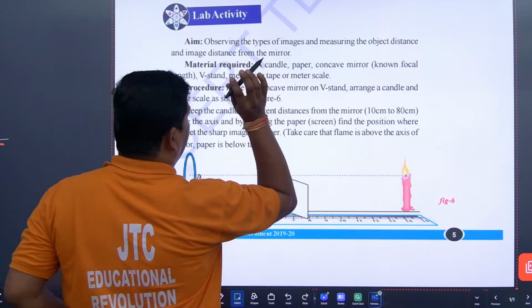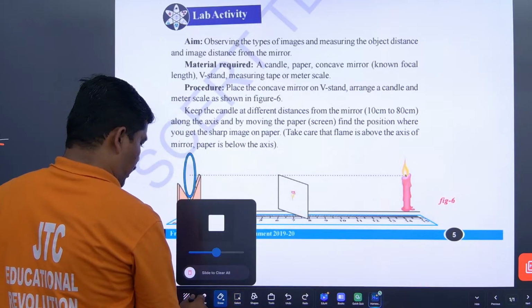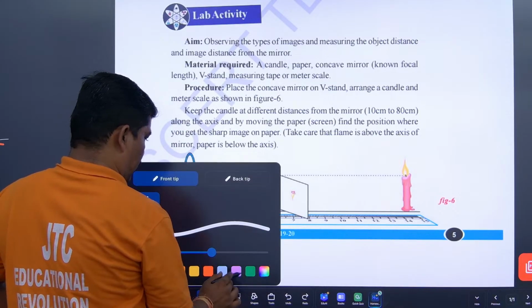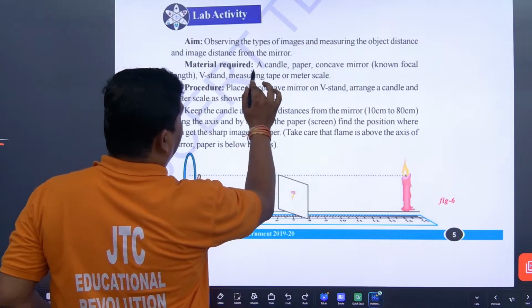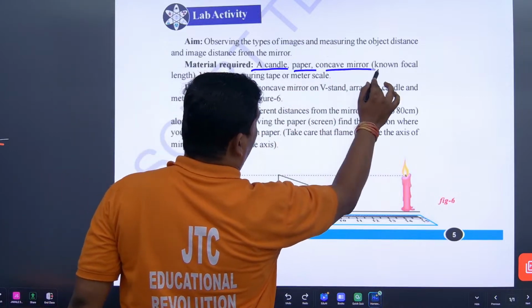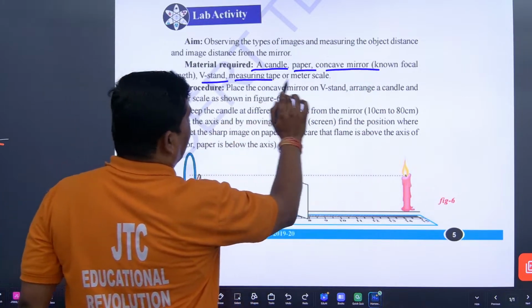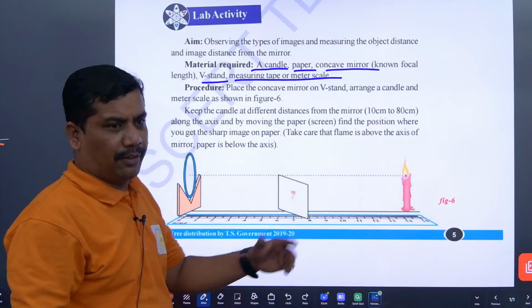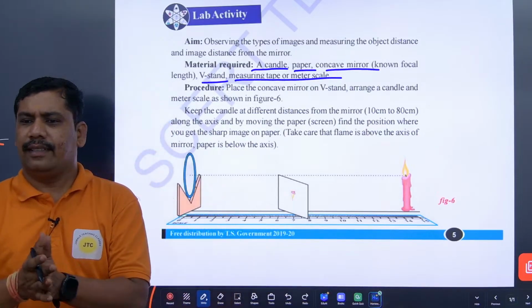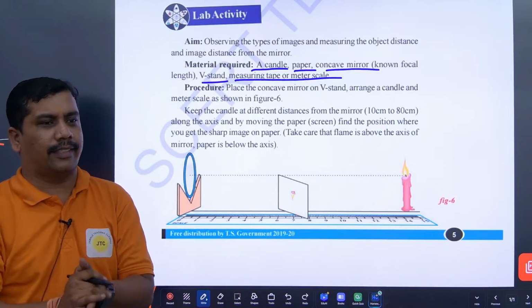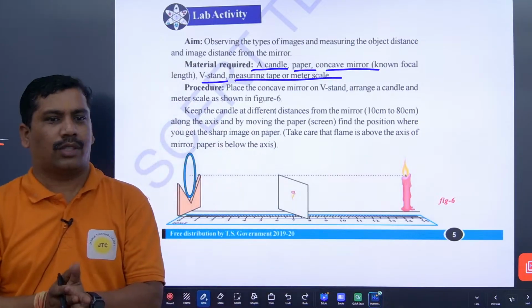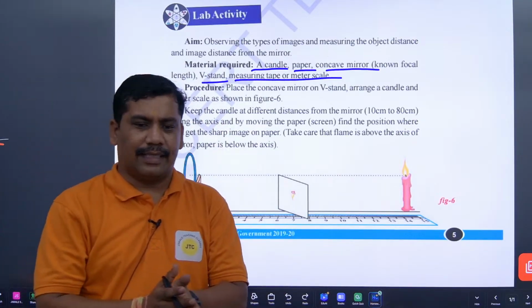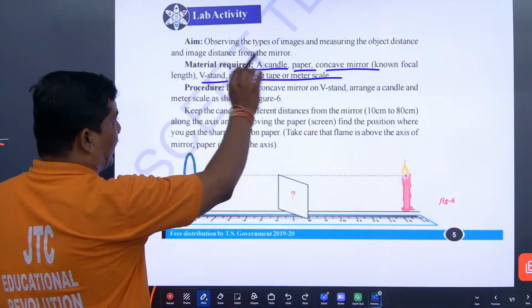A candle. We need a candle, paper, concave mirror, V stand and some measuring scale. We'll do this lab activity in our JTC. Right, we have all those materials here. We'll go through this someday, but after ending of 2-3 chapters, not now. Okay, everyone?